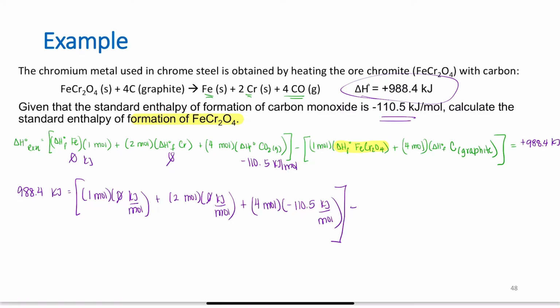It's all my reactants or all my products. Look at reactants. I've got 1 mole times what I'm trying to find, delta H formation of FeCr2O4, and 4 moles times 0 kilojoules per mole for carbon graphite, most stable form.